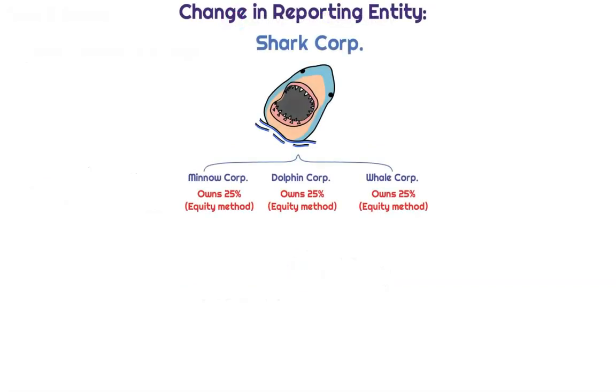Let's say that Shark Corp is presenting its consolidated financial statements. And Shark Corp owns 25% of 3 different subsidiaries: Minnow Corp, Dolphin Corp, and Whale Corp. Okay, so changes in percentage of ownership is going to be discussed more when we get into our business combination chapter a little bit later on in this course. But this is also going to apply now if we have a change in reporting entity. But bottom line is if Shark Corp owns 25% of these 3 subsidiaries, they'll be accounting for the 3 subsidiaries by using the equity method. But again, we'll talk about that more a little bit later in detail.